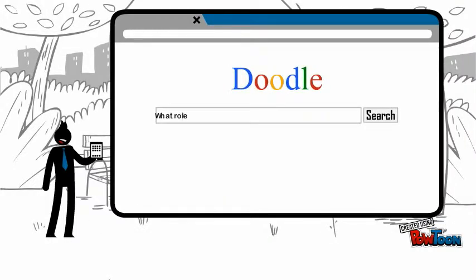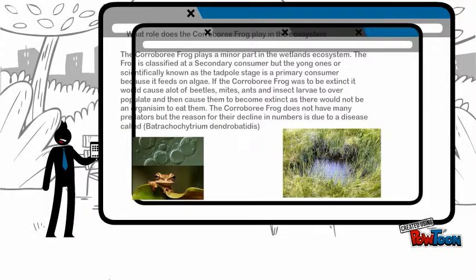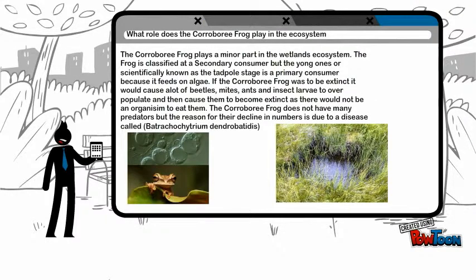What role does the Corroboree frog have in the ecosystem? The Corroboree frog plays a minor part in the wetlands ecosystem. The frog is classified as a secondary consumer, but the young ones, scientifically known as the tadpole stage, are primary consumers because they feed on algae.